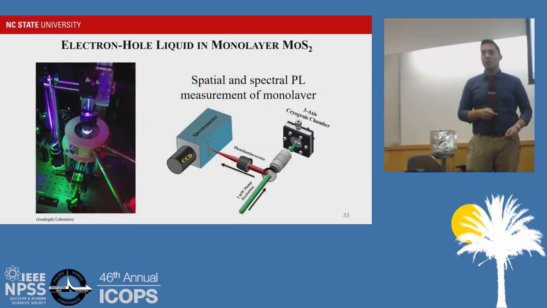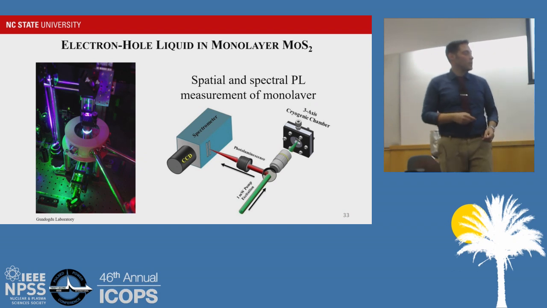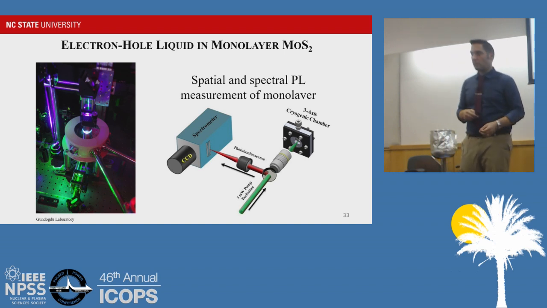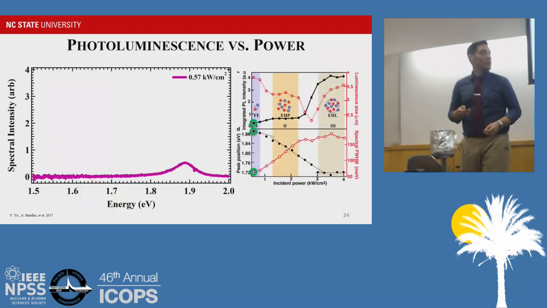This is a relatively simple experiment: send in a pump laser, focus it down to a very small spot onto the sample, because these samples are tens of microns, and then collect the photoluminescence and send it into a spectrometer and a CCD. And so here are the results.